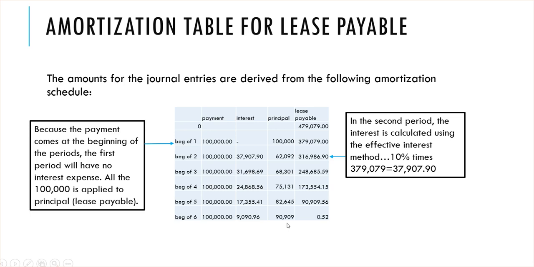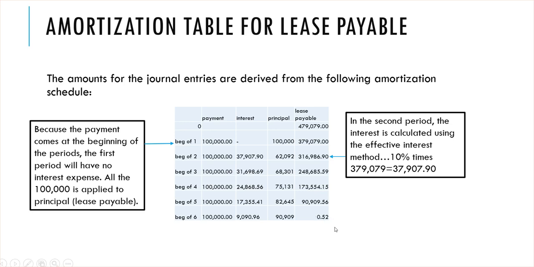The other point I drove home earlier is that when we look at this amortization table, we want to have nothing left at the end. So in the far right column, it's the lease payable or the lease receivable. We want to have zero left.